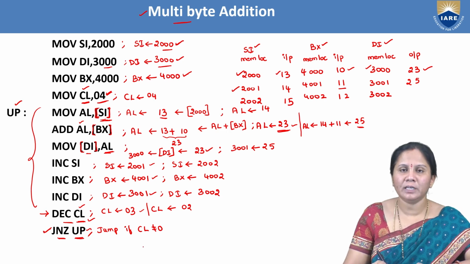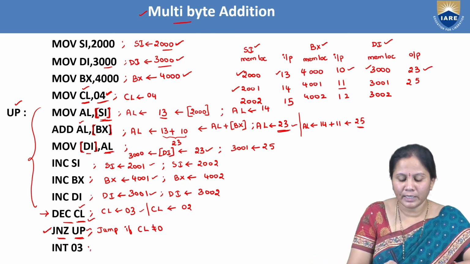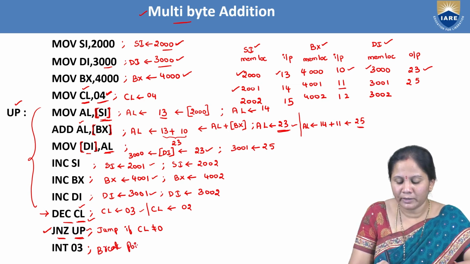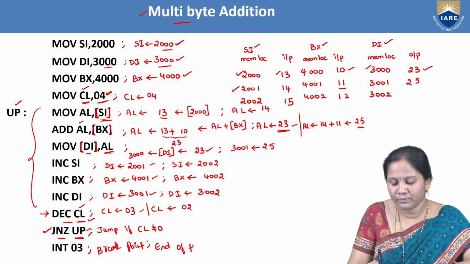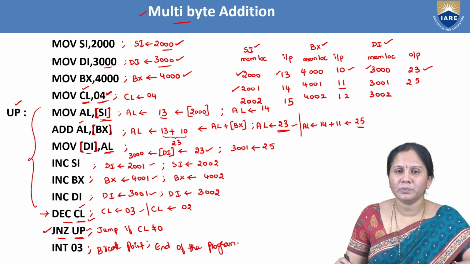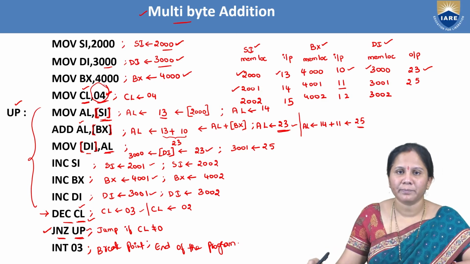Once the value of CL becomes 0, the next instruction will be executed, that is INT 03. INT 03 is an interrupt which represents the breakpoint, or we can say the end of the program. So like this, for however many inputs we want to perform, we can perform for that many inputs. We have to specify the number of inputs by using this CL register.